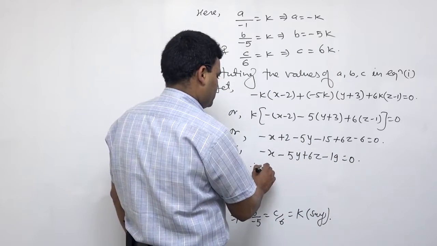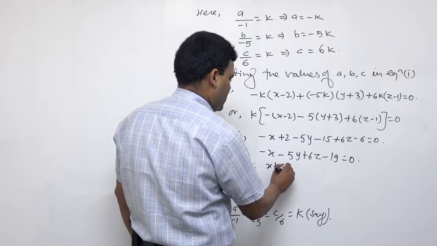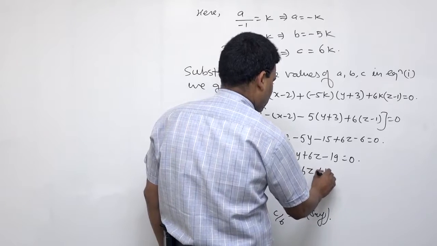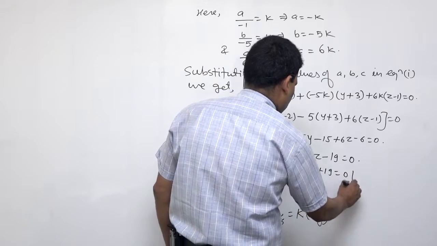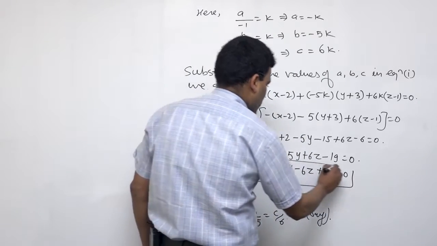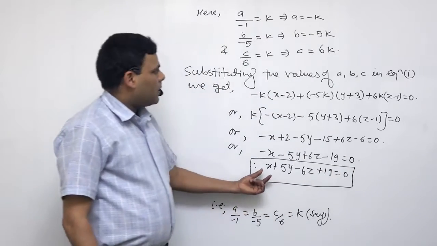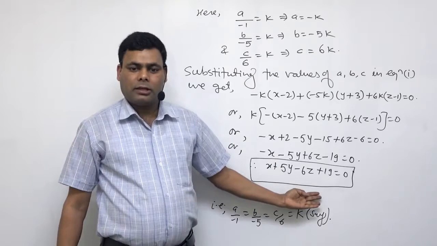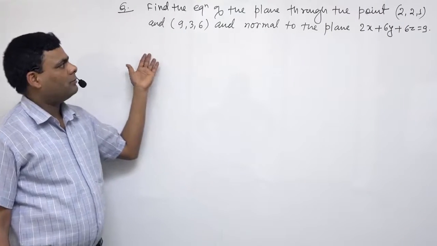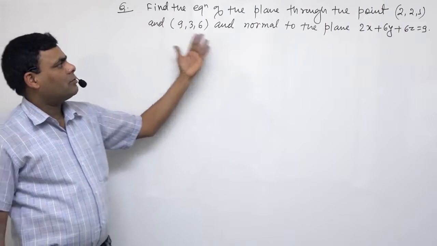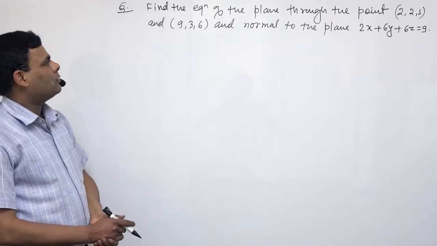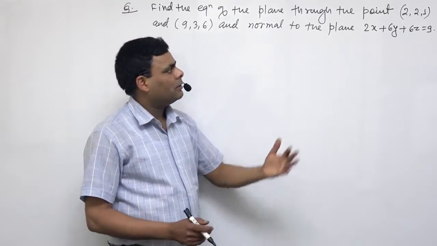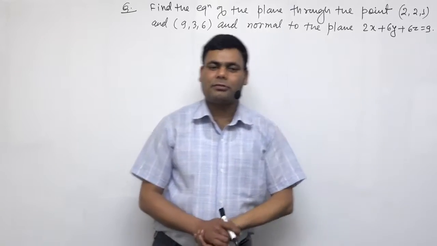Therefore x plus 5y minus 6z plus 19 equals to 0, which is the required equation of the plane passing through the given point and perpendicular to the line joining the given points. Here we have another question. Find the equation of the plane through the points 2, 2, 1 and 9, 3, 6 and normal to the plane 2x plus 6y plus 6z equals to 9.